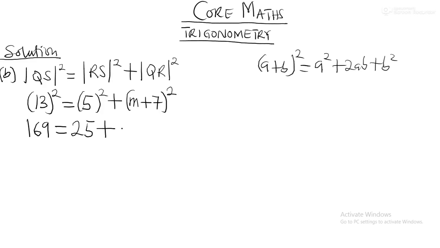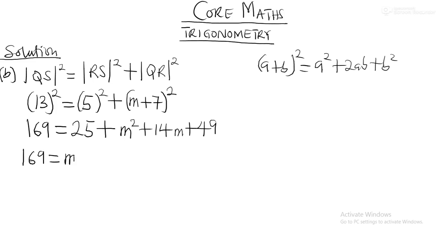Good. So this one will give us m squared plus 14m plus what? 49, because 7 squared is 49, okay? So now we have 169 equals, so this one plus the 49 will give us what?